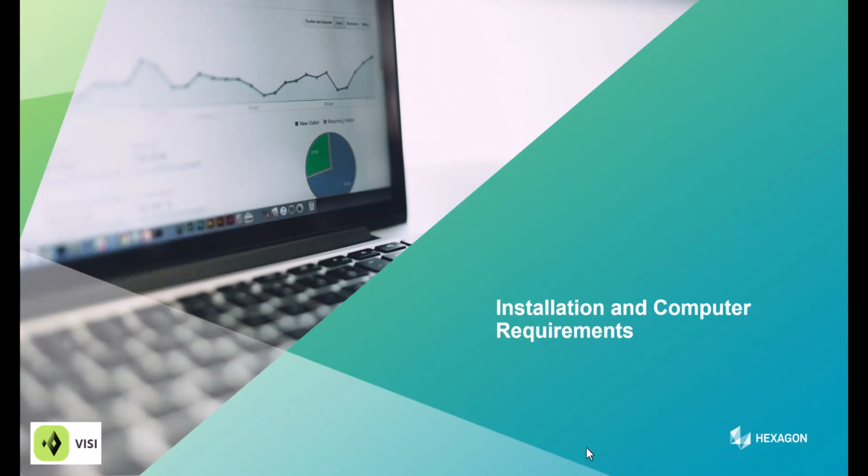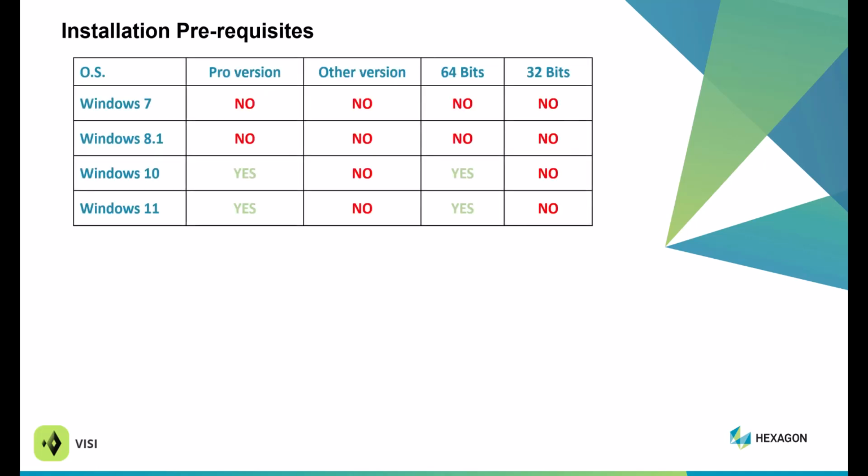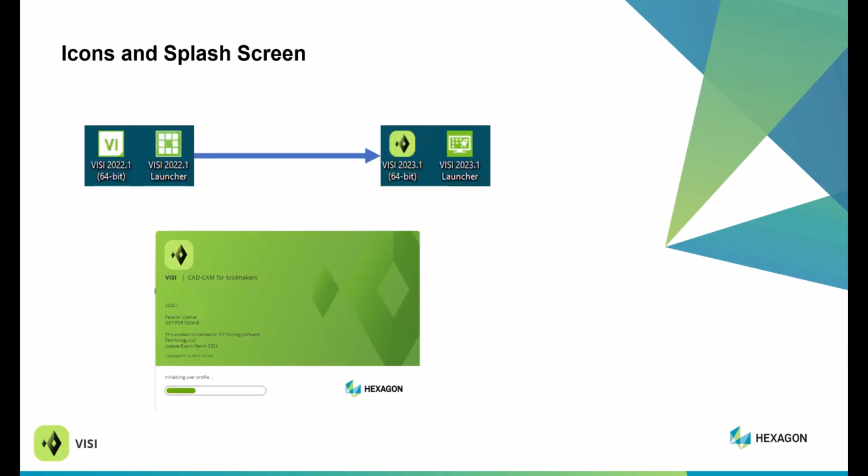So we're going to go into the installation and prerequisites. Within the installation, it still requires Windows 10 or Windows 11 Pro to be installed, and is also only supported with the 64-bit version. So let's talk about previous compatibility. Visi 2022.1 files can be opened in 2023. However, once saved in 2023, it is not backwards compatible. As you can see, the icons and splash screen have changed between 2022.1 and 2023.